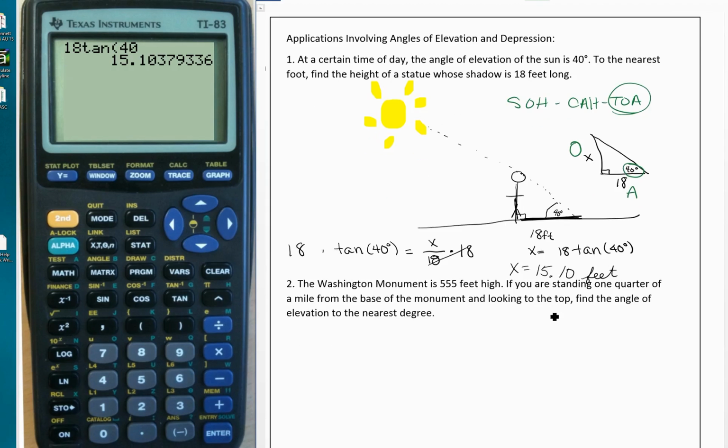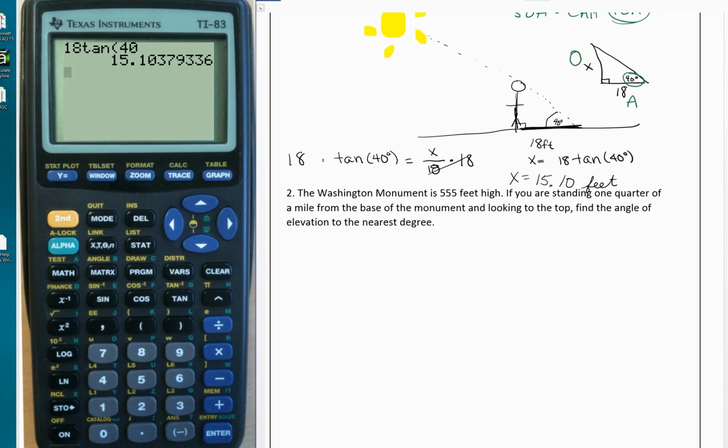Okay. So the next one says the Washington Monument is 555 feet high. If you are standing 1/4 of a mile from the base of the monument and looking to the top, find the angle of elevation to the nearest degree. So if this is our ground, we've got the Washington Monument, which we're told is 555 feet. And then we're told you're standing 1/4 of a mile away and looking up.